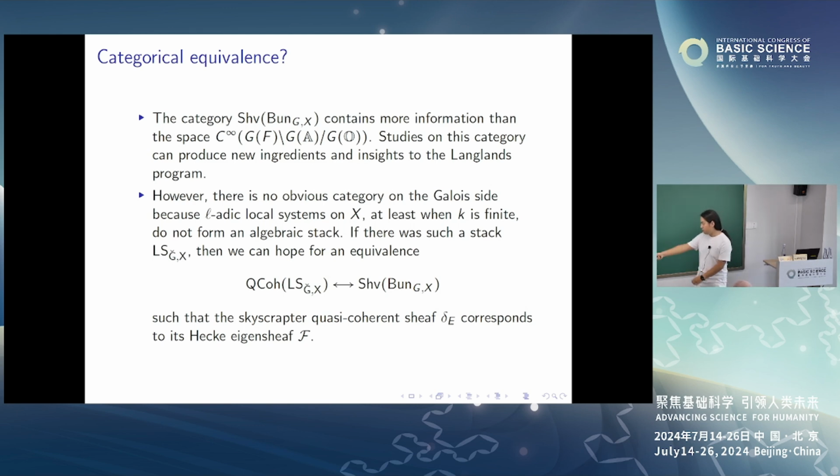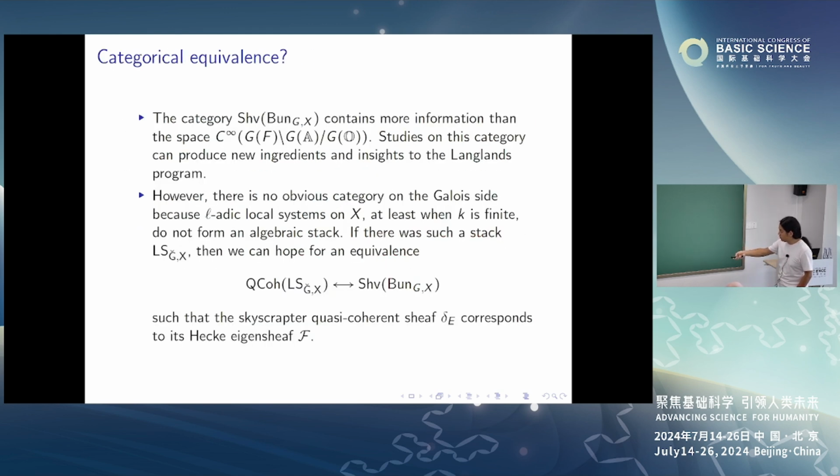And in general, because any sheaf on this space of local systems can be viewed as some integration of all the delta sheaves, you can view a general sheaf on Bun_G as some integration of all the Hecke eigensheaves. In other words, you obtain, in some sense, a categorified spectral decomposition.